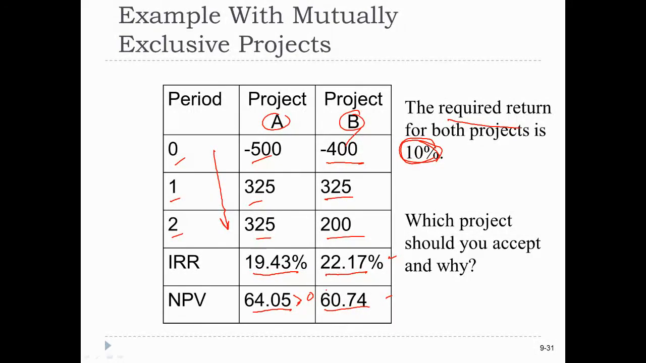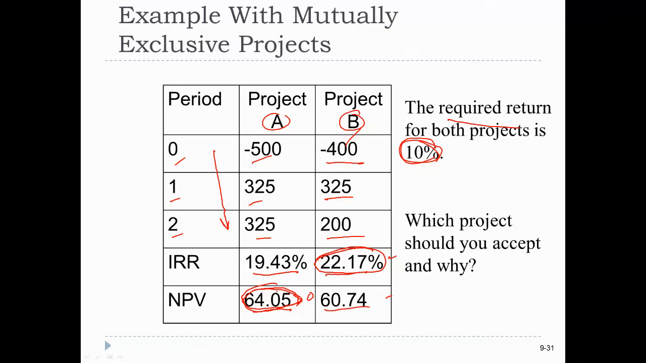But if they're mutually exclusive, if you have to choose either A or B and not both, which one do you take? Notice Project B has the higher internal rate of return, but Project A has the higher net present value. There's a conflict. You have to choose one or the other. You can't choose both.